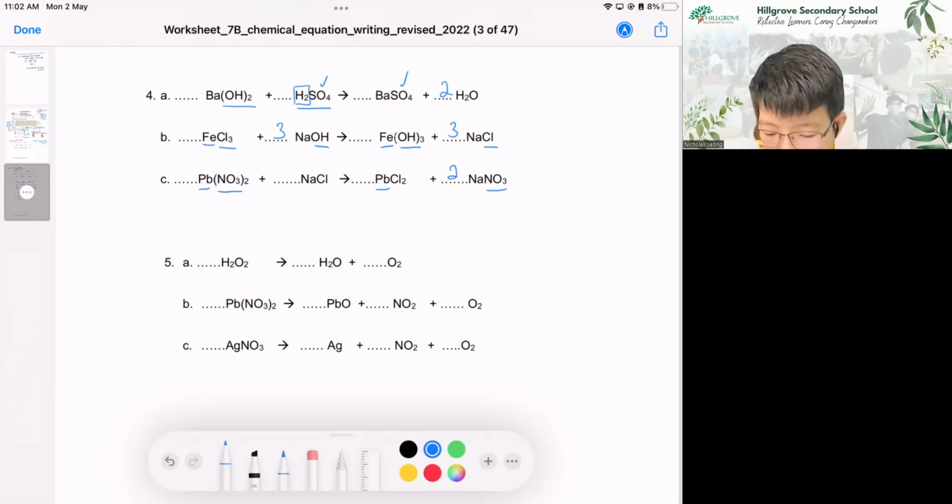So now I have 2 nitrate ions found on the right side of the equation, and it is also accompanied with 2 sodium ions on the right side of the equation. So how do I balance it out? On the left side, I will need to have 2 sets of sodium chloride in order to balance the equation. So once I have 2 sets of sodium chloride, I'll have 2 chloride ions, and I'll have 2 chloride ions on the right side as well. So this one is balanced.